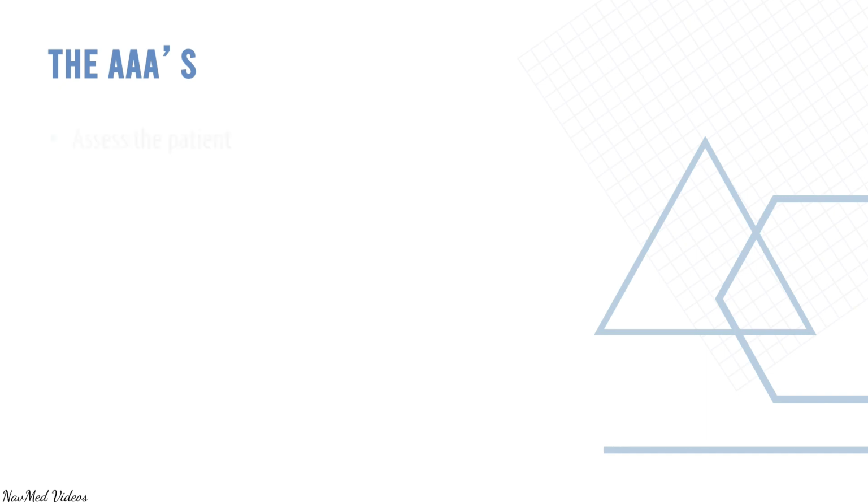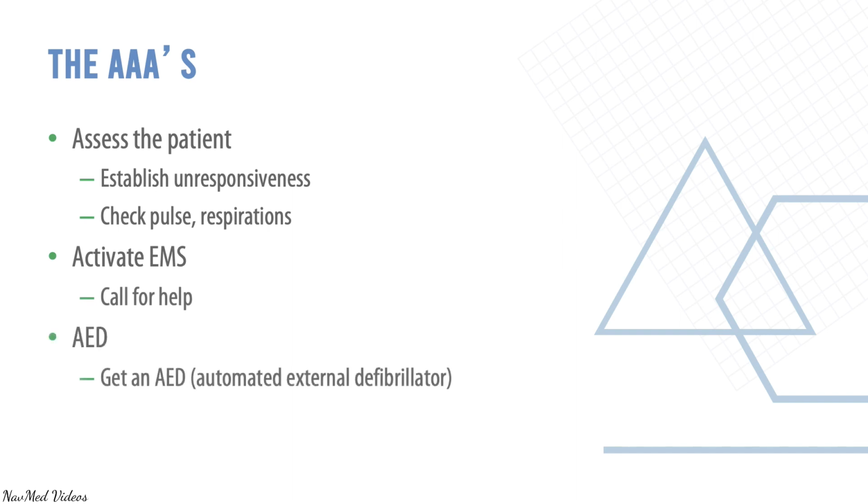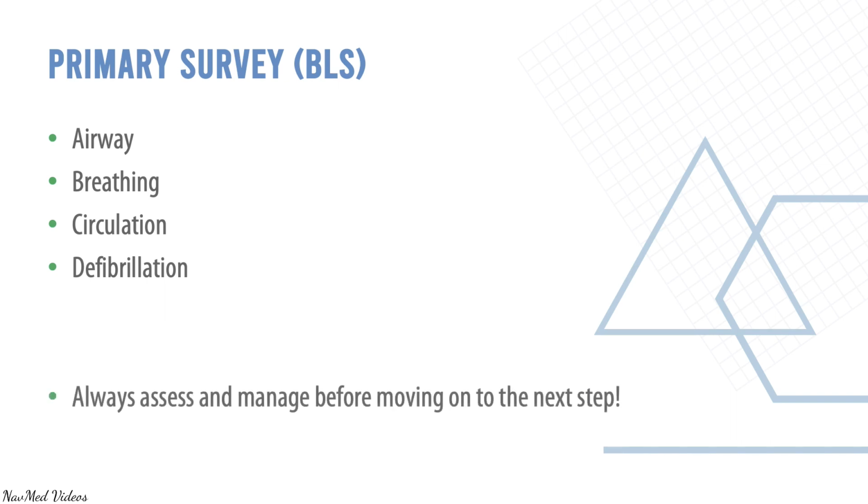Okay, so the A's: assess the patient, establish unresponsiveness, check the pulse or respirations, activate the emergency medical services, call for help. Defibrillator is very, very important. Get hold of an automatic external defibrillator. Now primary survey. It's from the BLS protocols, basic life support: airway, breathing, circulation, defibrillation. So the D is defibrillation. Always assess and manage before moving to the next step.